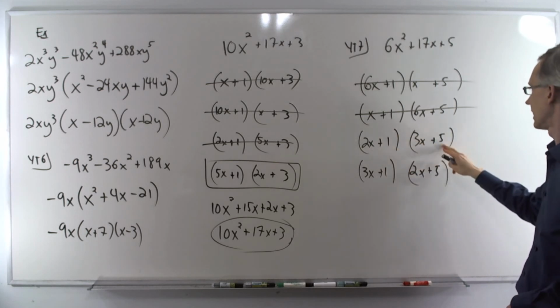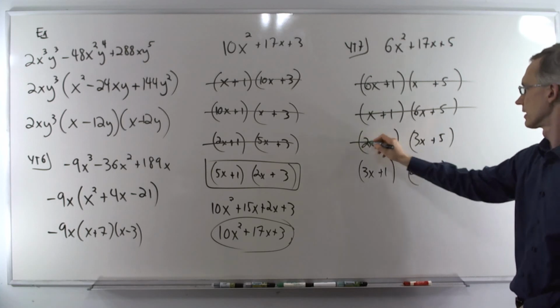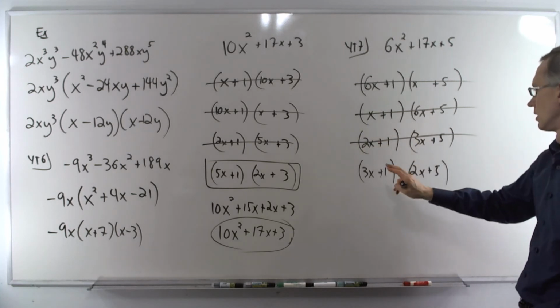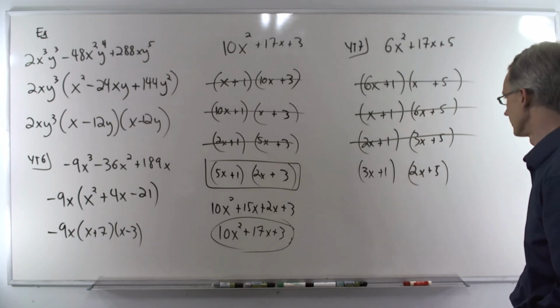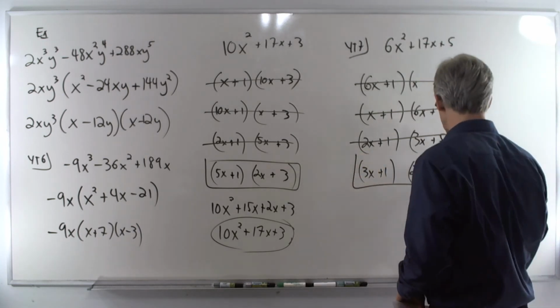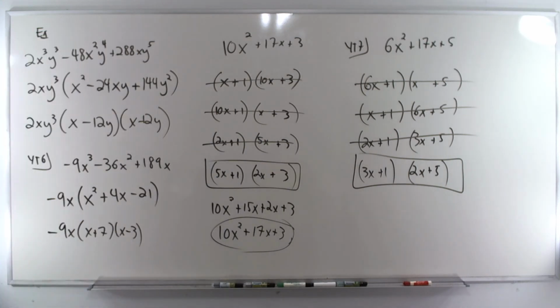2x times 5 is 10x. 3x times 1 is 3x. Add them together, we get 13x. No. 3x times 5 is 15x, 1 times 2x, that's 17x. So there we go: 3x plus 1 times 2x plus 5. And make sure to check.